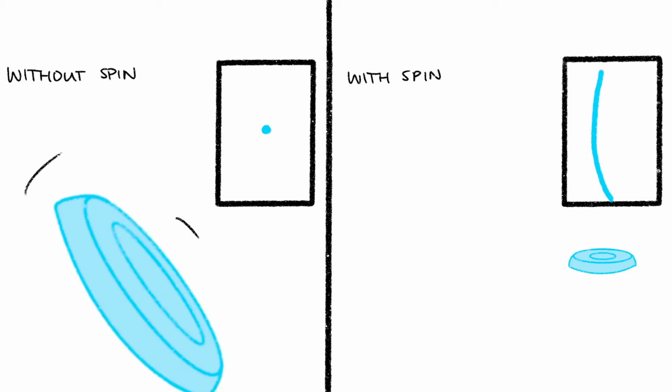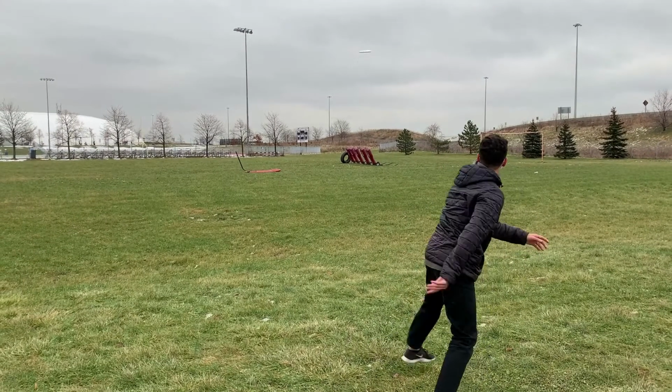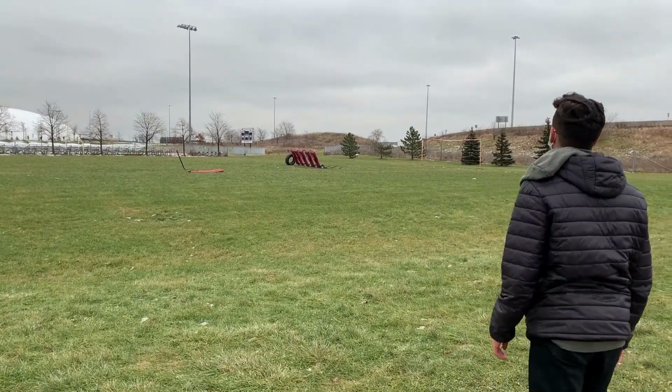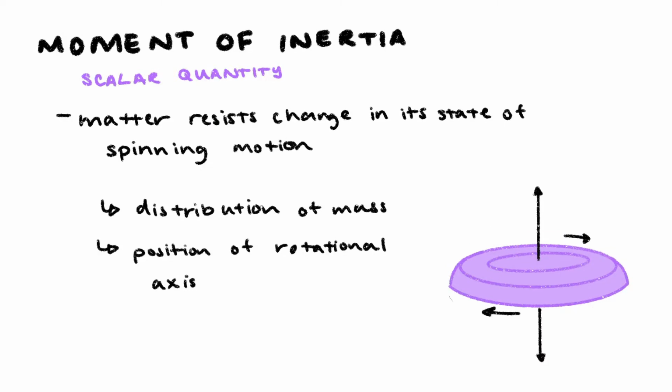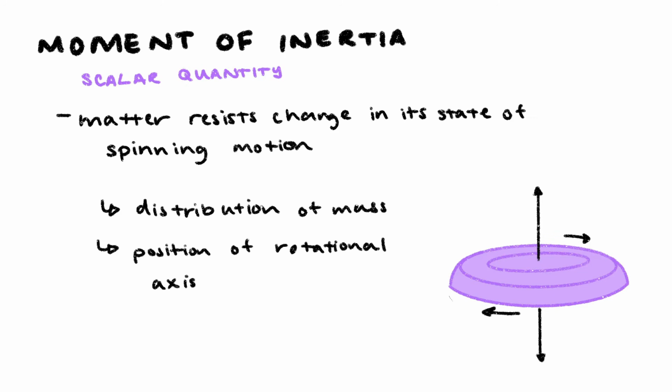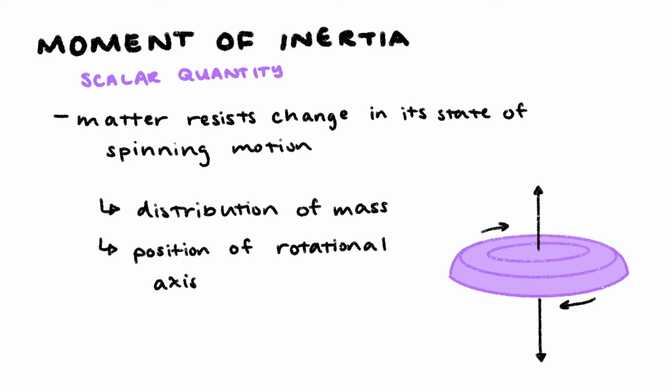This applied force also determines your final direction. This is just like how a frisbee will almost always tilt and head in a non-straight direction. This is because of the frisbee's angular momentum. With more spin comes more angular momentum. This momentum is reliant on two things: the frisbee's moment of inertia and angular velocity. Moment of inertia is a scalar quantity where matter resists change in its state of spinning motion. This is dependent on many different factors, including the distribution of mass and the positioning of a rotational axis.